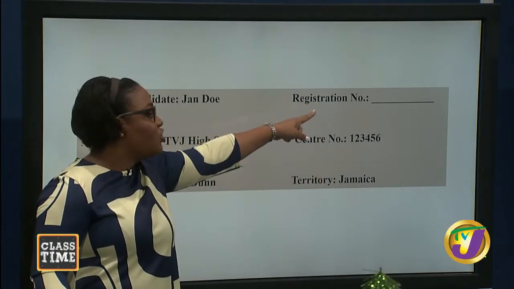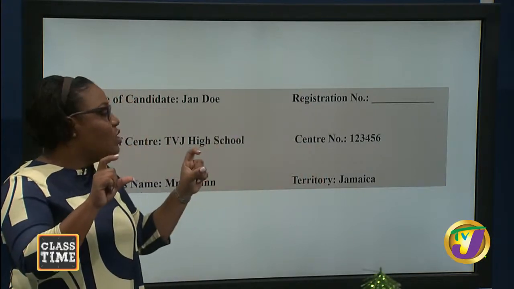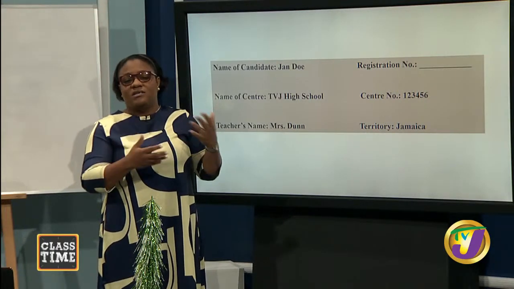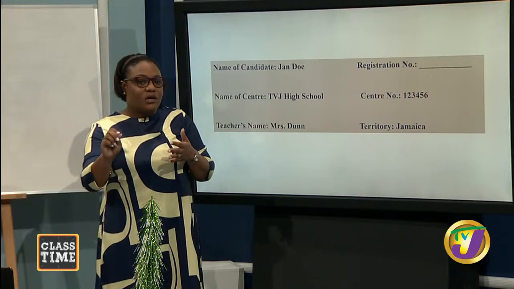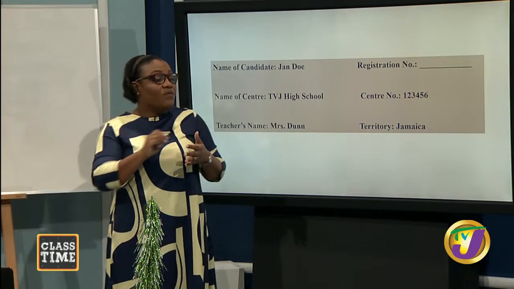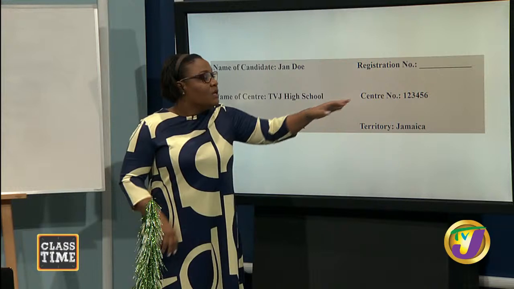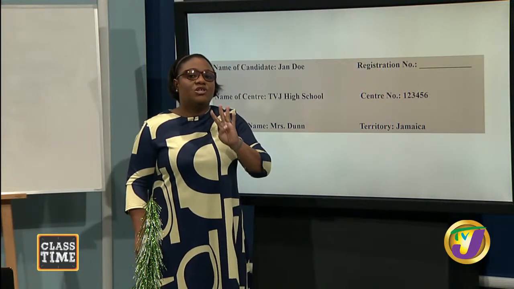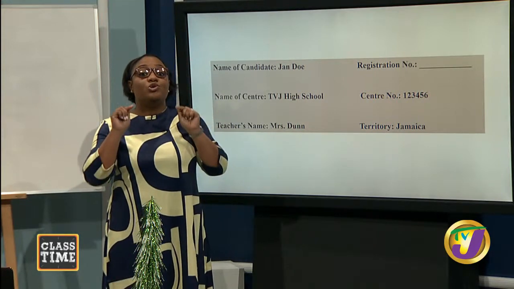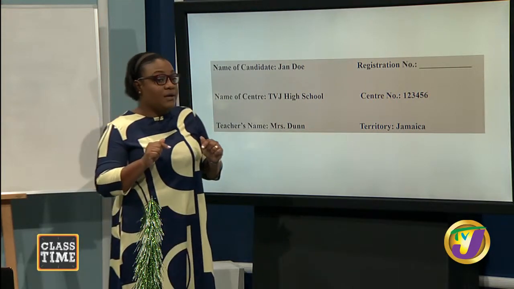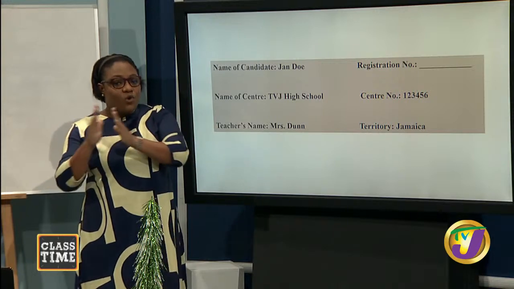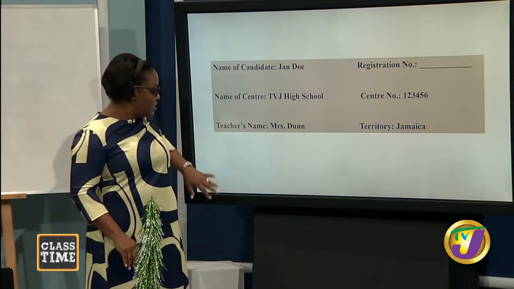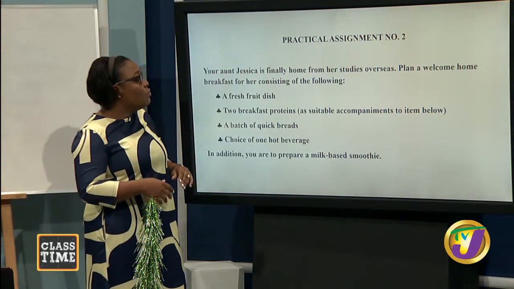Now, your registration number is a 10-digit number. That's what you'd get on your timetables, or some you can even access it online once you have registered for your examination. You have registered for the subject area. It includes the 6 center number and 4 additional numbers that is unique to you, the candidate. All right? So it's 10 in all. The 4 is unique to you, and the first 6 is your center number. And that is how you would complete it.